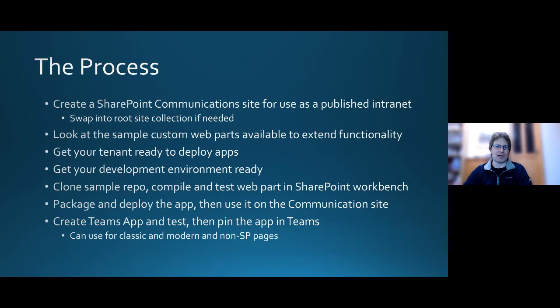The process that we're going to follow is that we're going to initially create a SharePoint communications site, and show how easy it is to get that set up as a published intranet. I'm also going to show you very briefly how to swap in a root site collection from another communication site if necessary. There's a particular PowerShell command to use for a specific circumstance, and I'll talk about that in a moment. We're also then going to look at some of the sample custom web parts that are available to extend the functionality of SharePoint Online, and we're going to go through and show the process for compiling one of those and deploying it into SharePoint as well, just to show you how relatively easy that is.